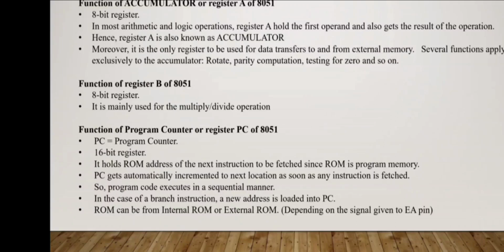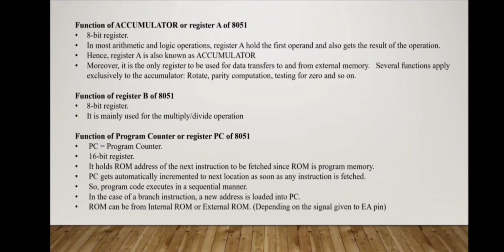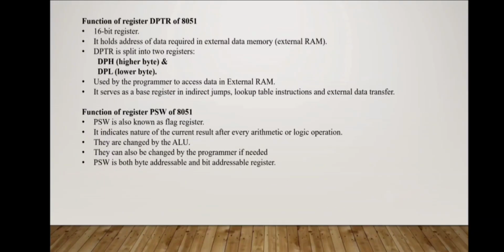ROM can be from internal ROM or external ROM depending upon the signal given to the EA pin. If the EA pin is set, then it will take the external ROM. If it is unset, it will take the internal ROM. The EA pin is an active low pin.